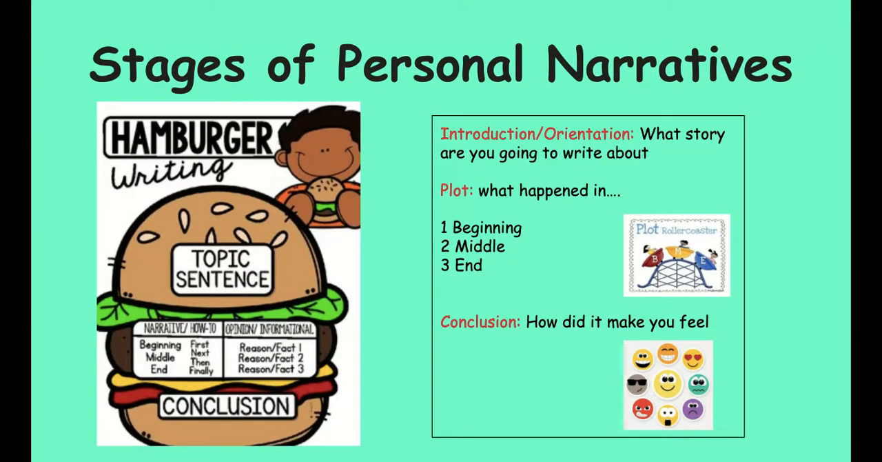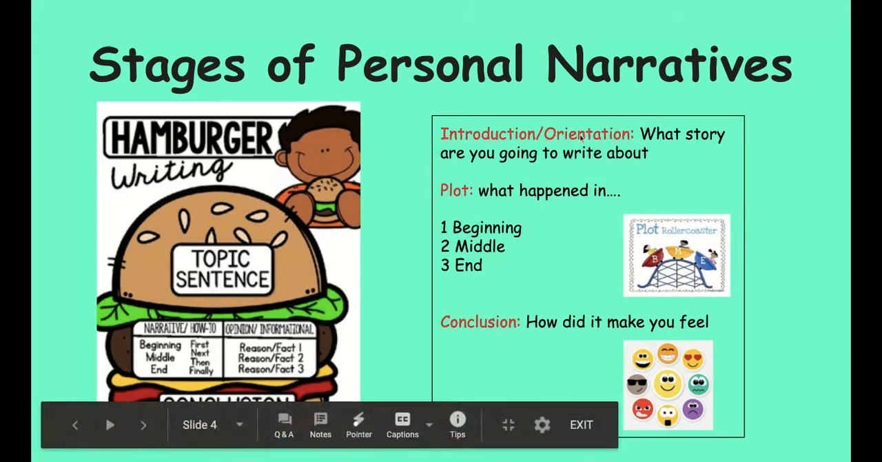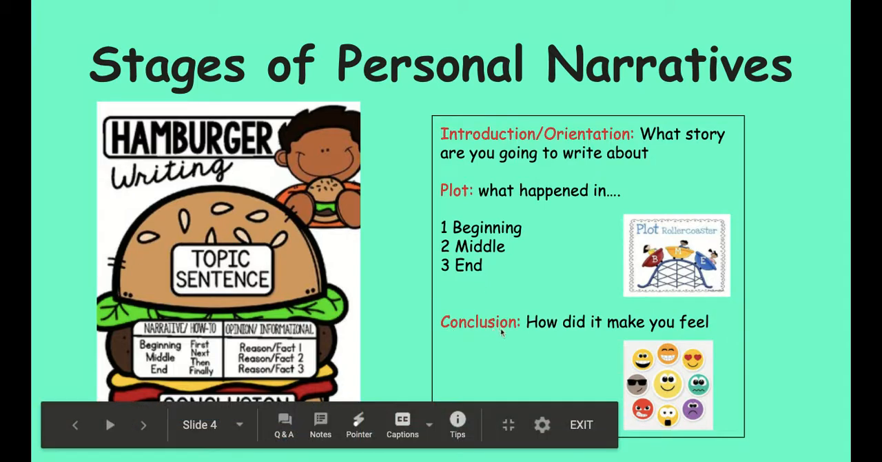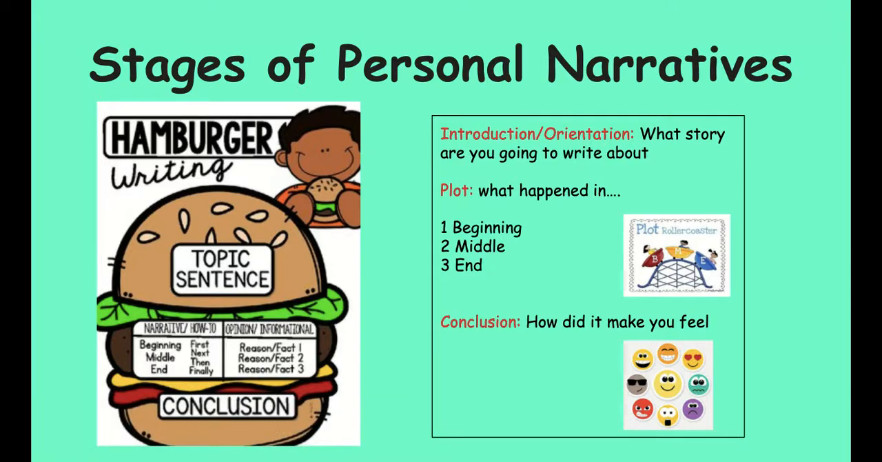There are three stages of personal narratives. There's the introduction or orientation, the plot, and the conclusion. The orientation is a sentence that tells people what you are going to write about. For example, you can say, I'm going to tell you a story about when I went on vacation. The plot tells you what you did in the beginning, the middle, or the end of your story. What did you do first, second, or last? And the conclusion talks about how the events made you feel.